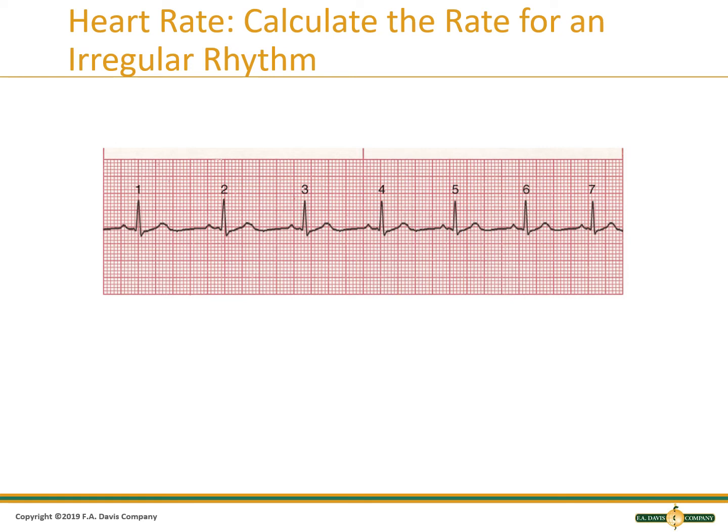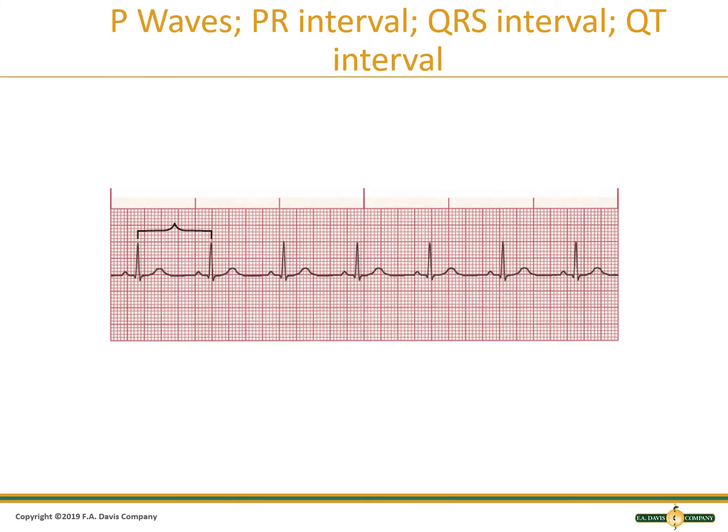If you use your caliper or marks on a piece of paper to measure the distance between the R waves, you will see that the rhythm is irregular. Using the 6-second method, we calculate the heart rate to be 7 times 10 equals 70 beats per minute.